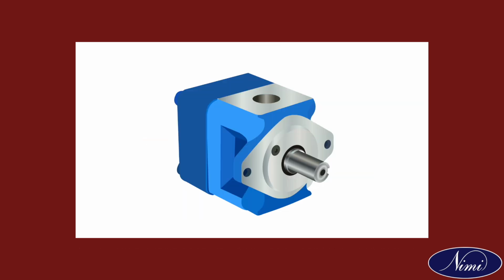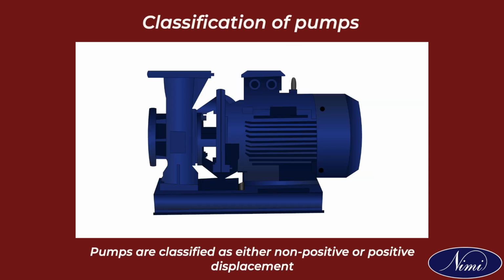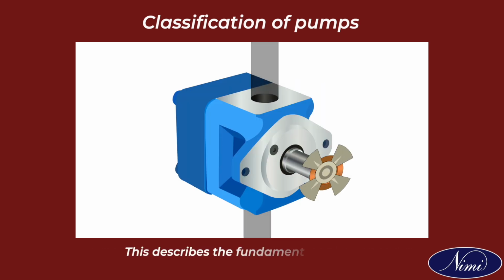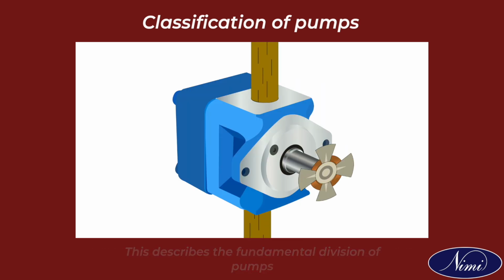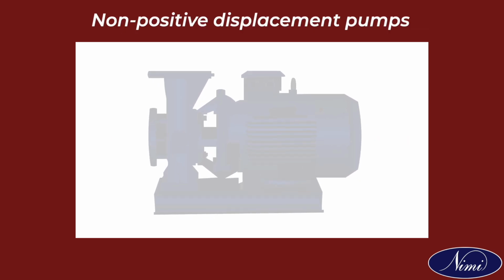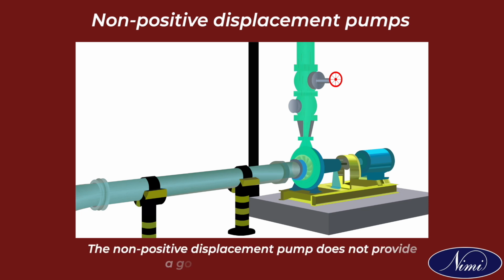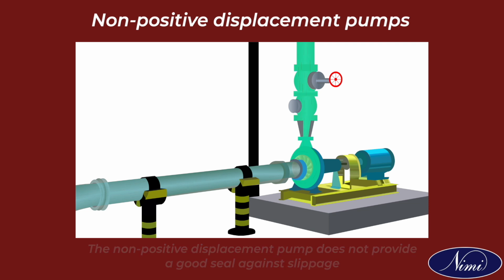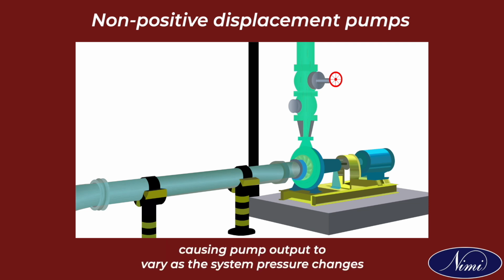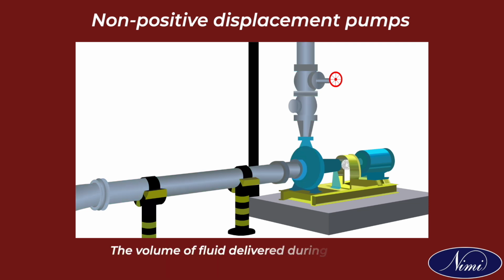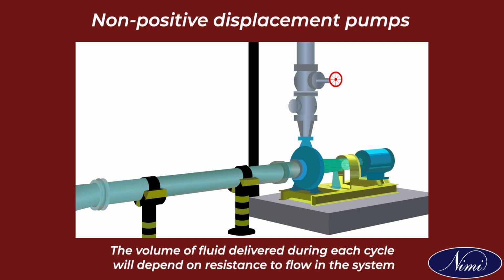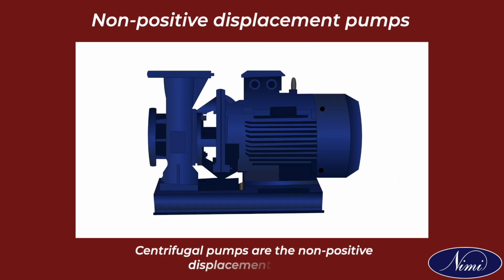Classification of pumps. Pumps are classified as either non-positive or positive displacement. This describes the fundamental division of pumps. Non-positive displacement pumps: the non-positive displacement type pump gives continuous discharge. It does not provide a good seal against slippage, causing pump output to vary as the system pressure changes. The volume of fluid delivered during each cycle will depend on resistance to flow in the system. Centrifugal pumps are non-positive displacement pumps.